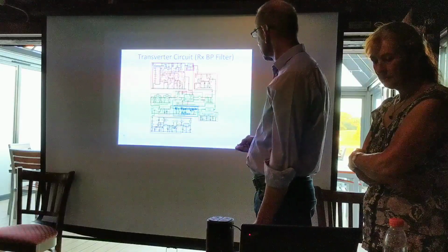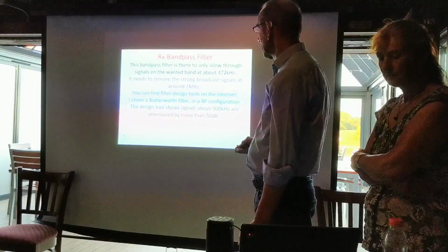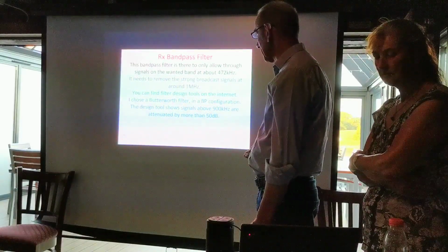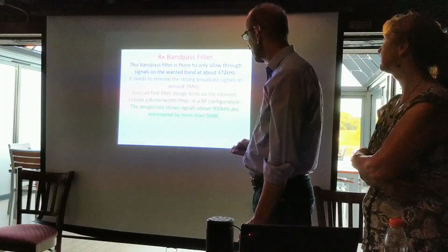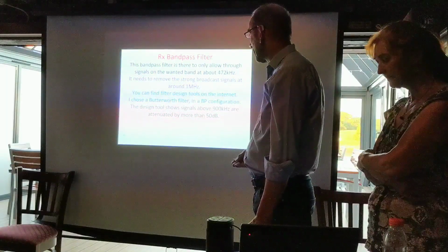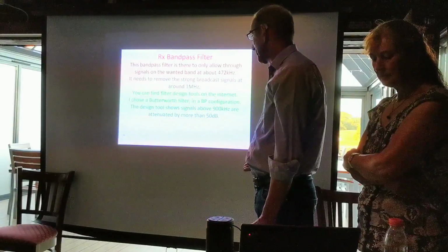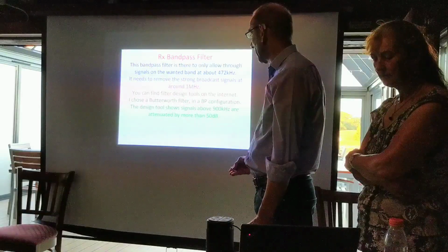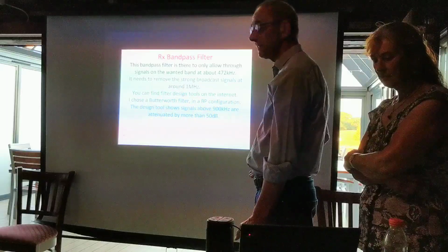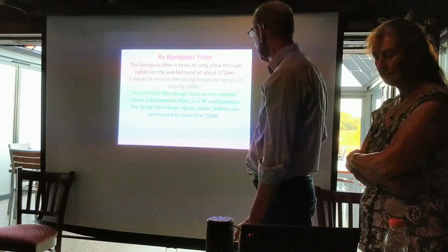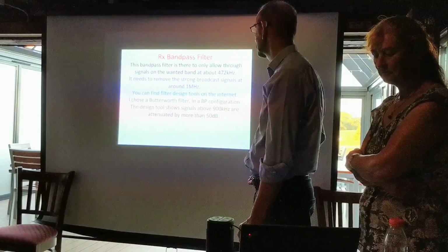Okay, so now the receive bandpass filter. That's there to only allow through the signals on the wanted band, and of course we've got broadcast band signals on 1 megahertz in that region, so not that far away. You can find a lot of free filter design tools on the internet, with lots of different filter layouts. I chose a Butterworth in a bandpass configuration, and I fed the numbers into the design tool, and it gave me a lovely response, attenuated by 50 dB at 900 kilohertz. Absolutely wonderful.